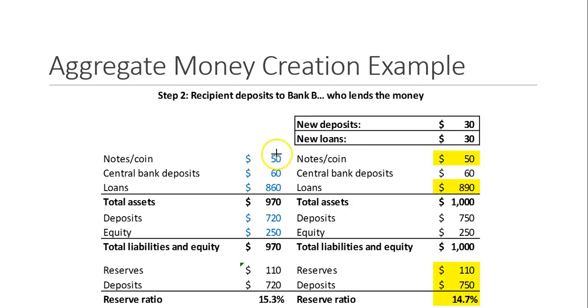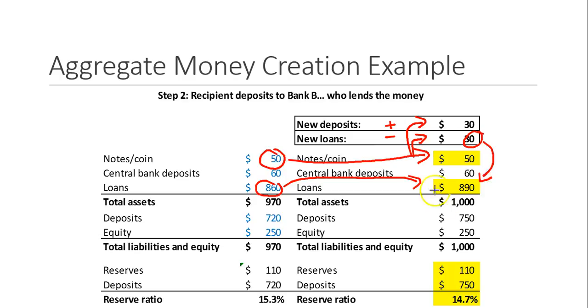Starting with notes and coin of 50, we have the same final notes and coin. We had an increase of 30, and then a decrease of 30. Deposits came in, loans went out, so notes and coin, the net balance is as it was, $50. Loans has gone from $860 to $890 because we have a new loan of 30, which is an increase from $860. We're adding $30 to what we had to get to a new balance of $890.